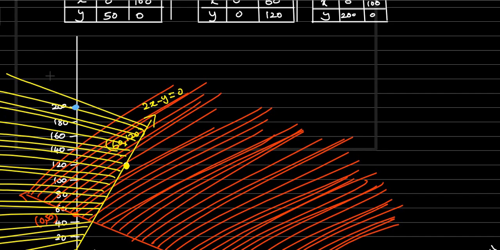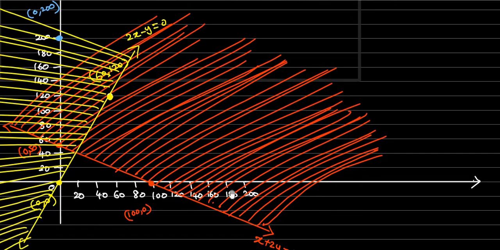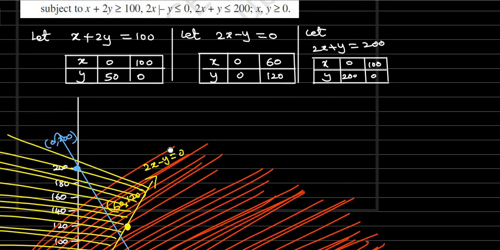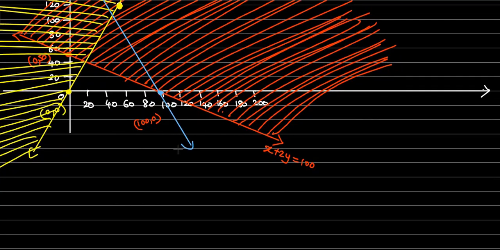So this point is 0 comma 200, and the other one is 100 comma 0. So this point is 100 comma 0. Now let's connect both the blue points. Now this particular line is 2x plus y equal to 200. This line is the 2x plus y equal to 200 line.